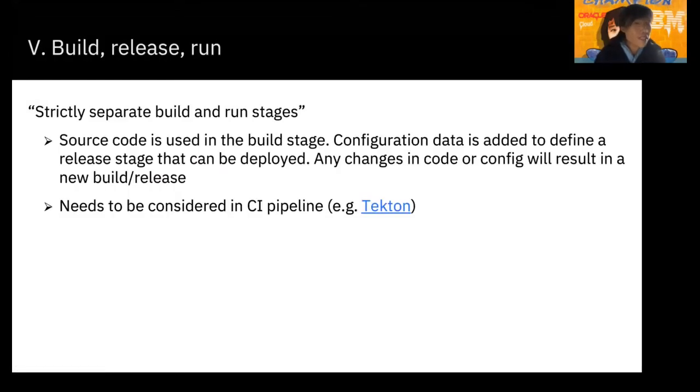So the next one is build, release, run. You should strictly separate the build and run stages. Every time you make a source code change, you should build it, then test it, then release it, and then run it. You should consider using a CI/CD pipeline such as Tekton. If you have not heard of it, go and check it out.